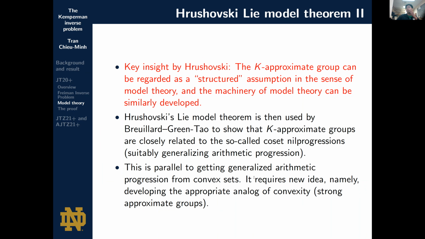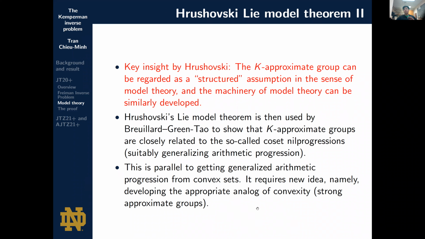Hrushovski's Lie model theorem was then used by Breuillard, Green, and Tao to show that K-approximate groups are closely related to the so-called coset nilprogressions, which strictly generalize arithmetic progressions. In some way, the argument proceeds in a direction parallel to the abelian argument, except that there is no good notion of convex set over there. So the new idea is that you need to replace it with the appropriate analog of convexity, and in this case, it's the notion of a strong approximate group.